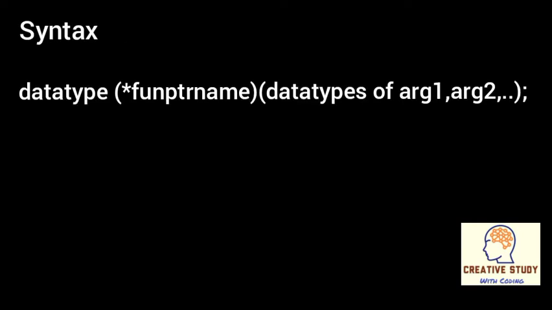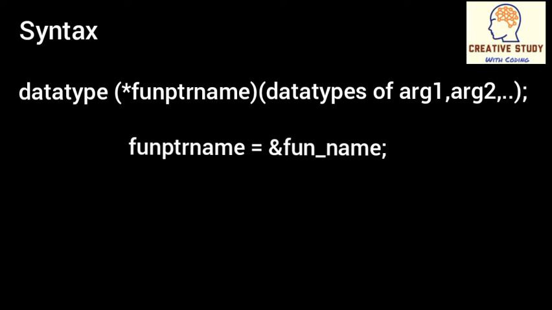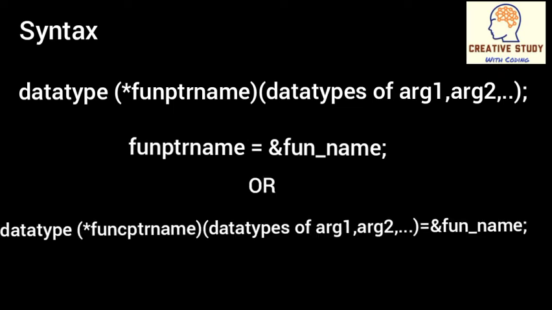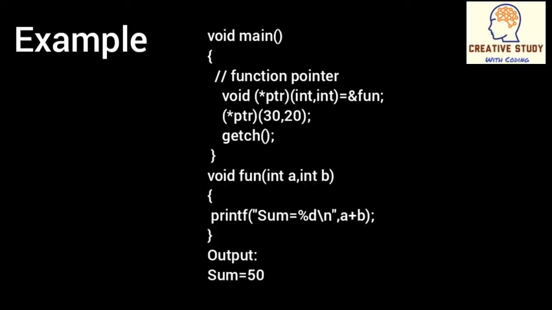It's data type, asterisk sign, function pointer name, data types of arguments. Function pointer name equal to address of function, or these two statements can be combined into one single statement like this. And we can invoke this function pointer by using asterisk, function pointer name, and by passing values. Let's understand it in this example.